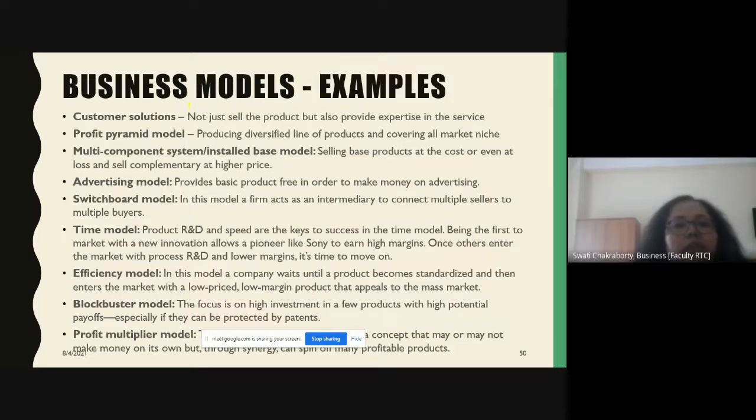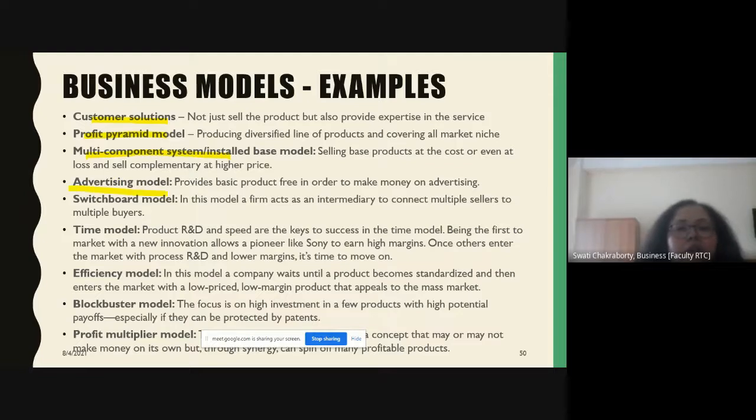Okay. Business models, some of the examples. One is customer solution, right? Which does not just sell the products but also provides expertise in the service. Pyramid, the profit pyramid model, where production of a differentiated line of products happens and covers all the market niches. Multi-component system or installed base model, selling of base products at cost or even at a loss and selling complementary products at a higher price.